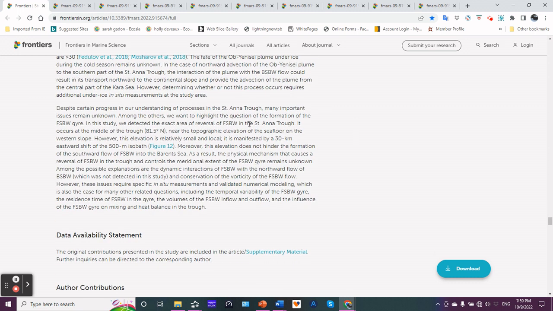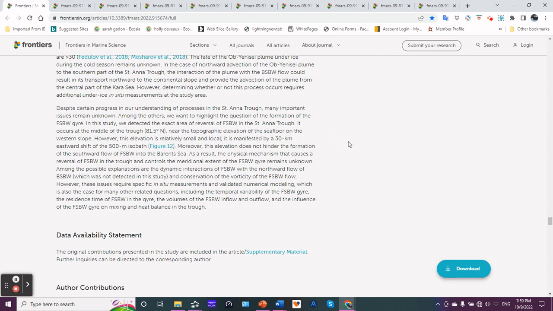Despite certain progress in our understanding of processes in the St. Anna Trough, many important issues remain unknown. Hint, hint, future research, future funding. Among the others, we want to highlight the question of the formation of the gyre. Right? So we want to find out why does it form in the first place.